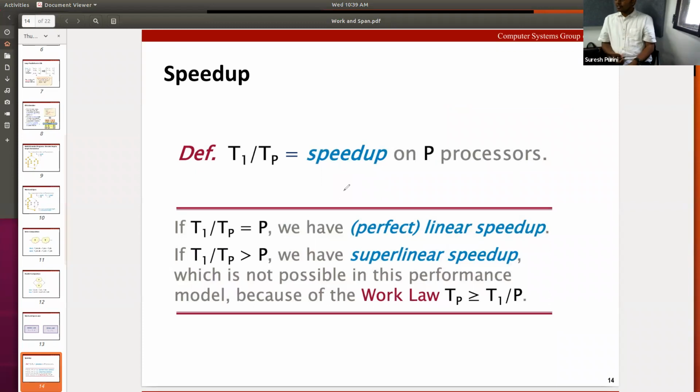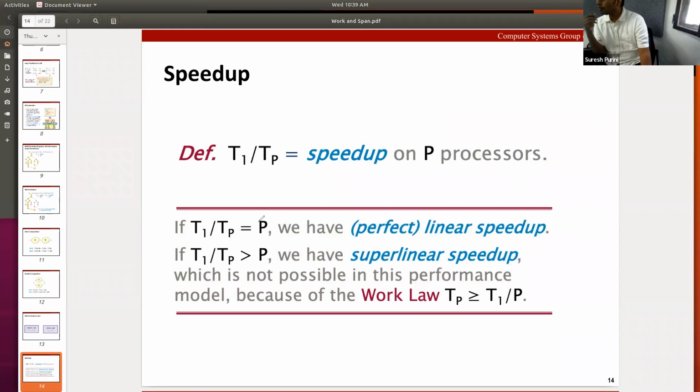So the speed up is serial time by parallel time. So T1 by TP is equal to the speed up on P processors. And if T1 by TP is equal to P, that is, we have a perfect linear speed up.